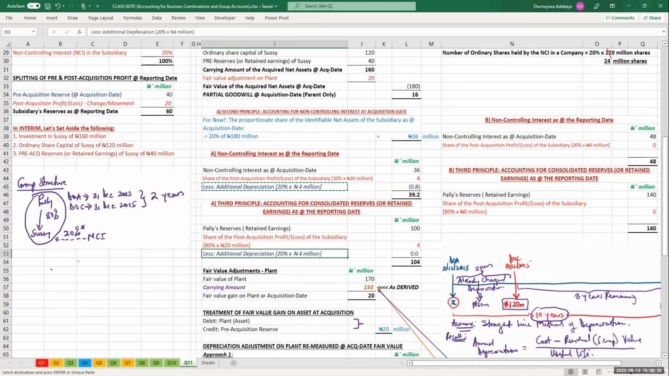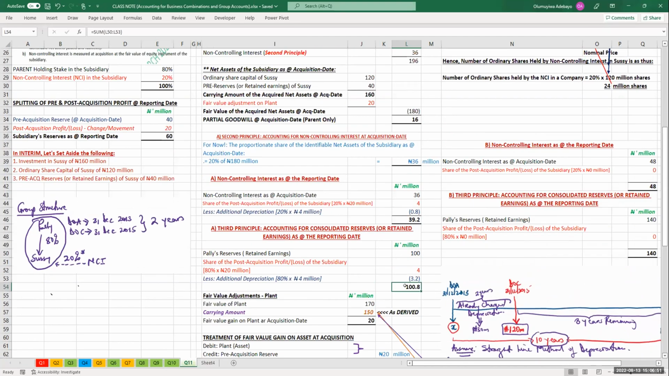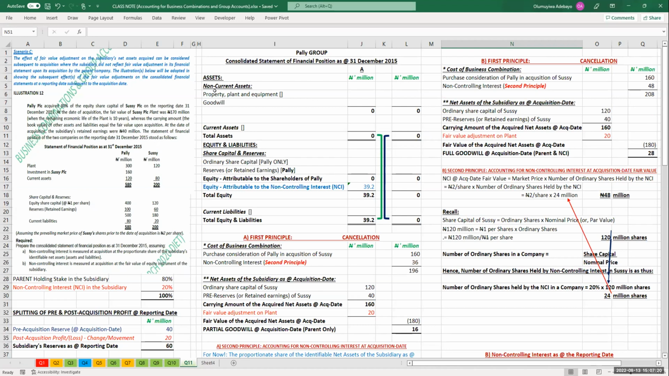And this one will be 80% of that, which is 3.2. And when you sum all this up, okay, we've not done this. This is 80%, not 20%, for the parent. Okay, and everything here is 112.8. And that is that. Now, invariably, what do we have here?